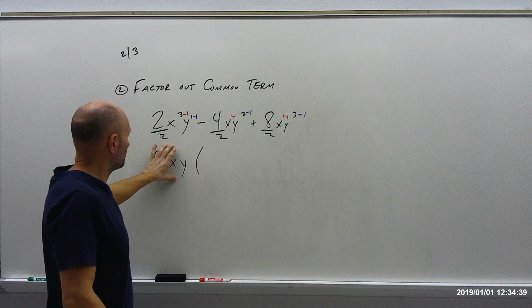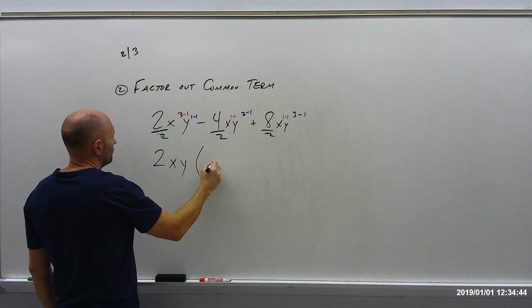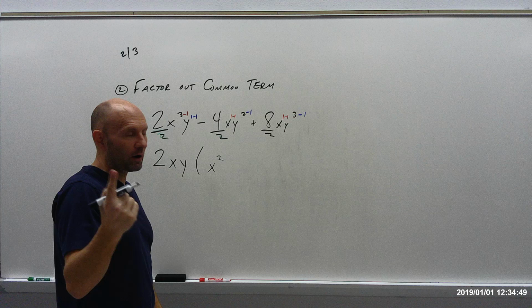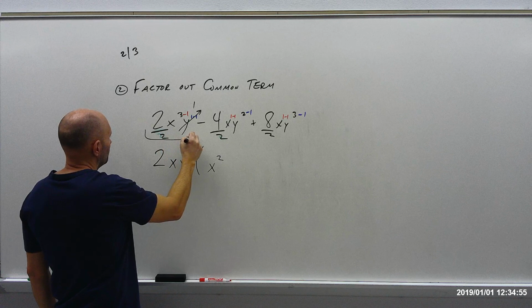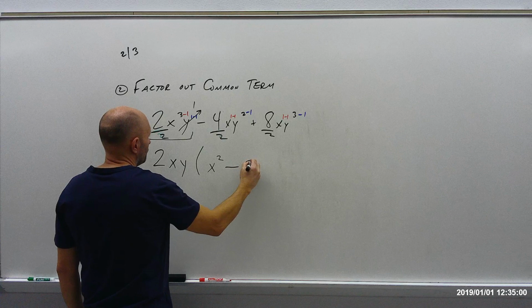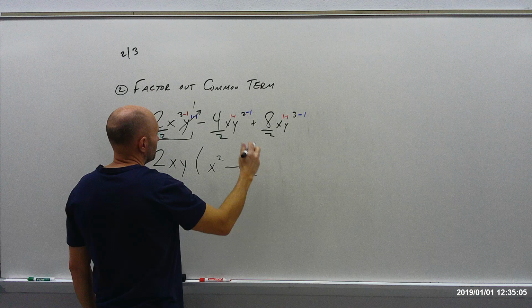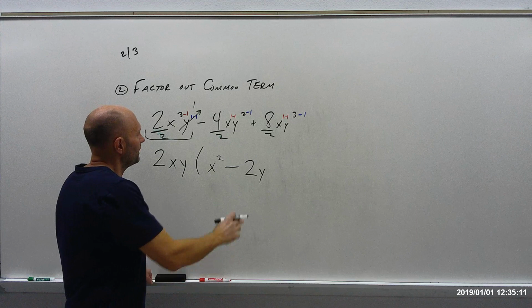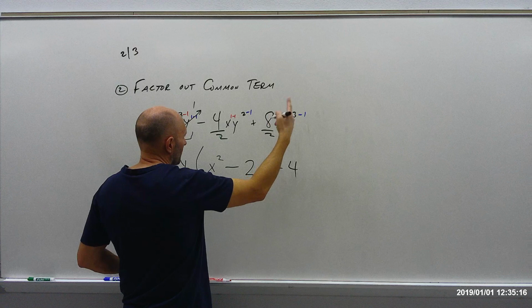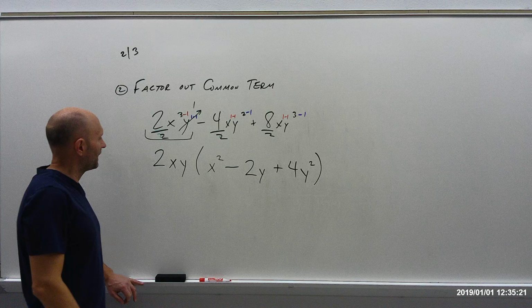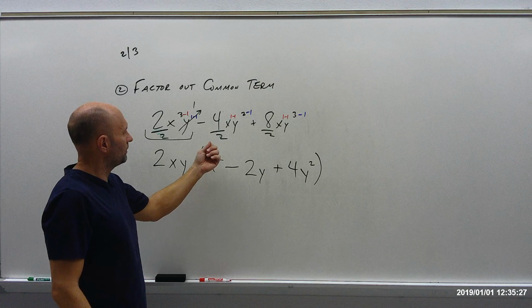So I get what? 2 divided by 2 is 1, 3 minus 1 is 2, so I have an x squared. 1 minus 1 is 0, anything to the 0 power is 1, so the y just becomes a 1. So all I'm left with from this first term is an x squared, and then minus, 4 divided by 2 is 2. 1 minus 1 is 0, so that becomes 1. 2 minus 1 is 1, so 2y to the first is what I'm left with there. And last but not least, plus 8 divided by 2 is 4. 1 minus 1, also gone again. 3 minus 1 is 2. So your final answer should be 2xy times, and my three terms, x squared minus 2y plus 4y squared.